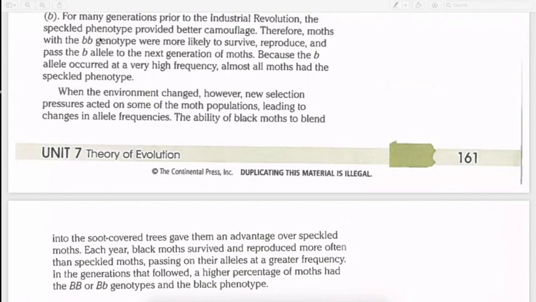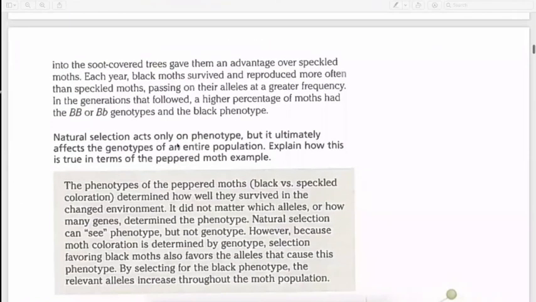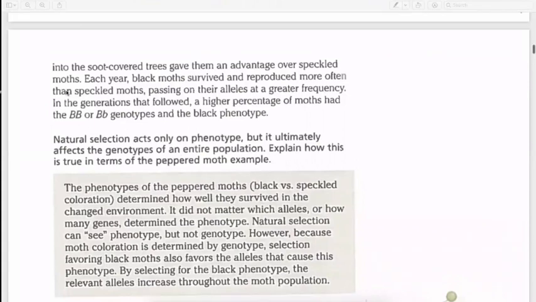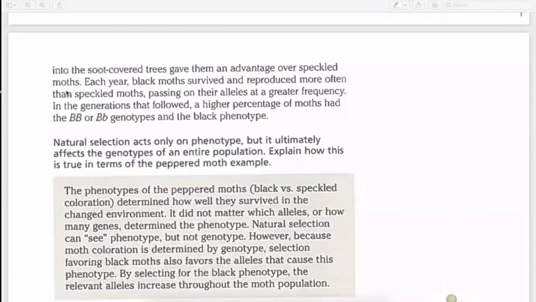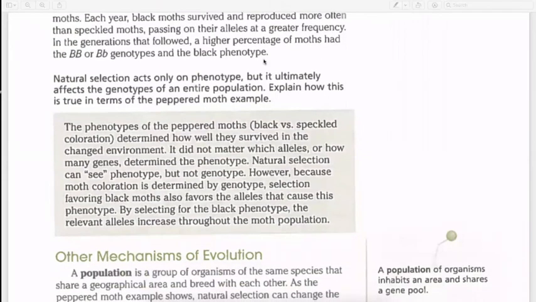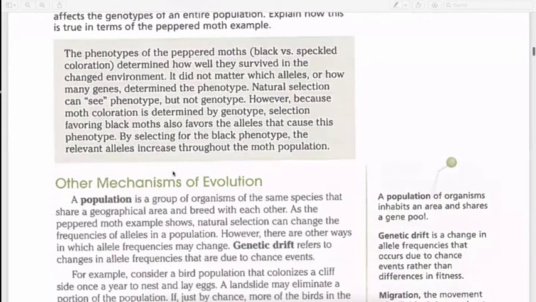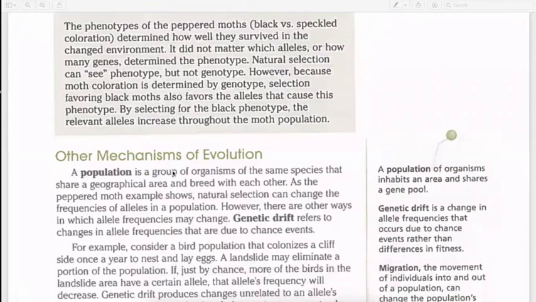And then when the trees got covered in soot, that's what caused them to die, being speckled, the phenotype. But because all the speckled ones were dying, now we had a change in the genotypes, because anyone that was little b died out. So the big B's started surviving. So the population's genotype changed because the phenotypes were being affected by the environment. That's what this means. And that's pretty much what I just explained, so we don't have to read that. And that is natural selection. Natural selection is the most common cause of evolution.